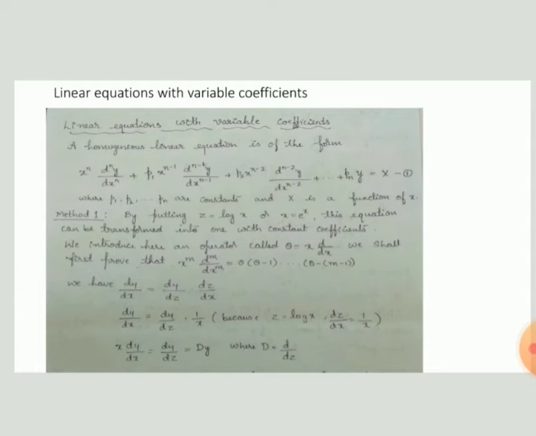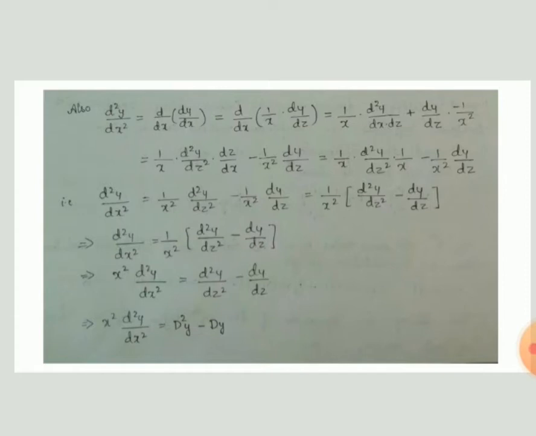Okay, here we have d²y/dx² as (1/x)·d²y/dz² · dz/dx − (1/x²)·dy/dz. Further simplifying: (1/x)·d²y/dz², and we know that dz/dx is 1/x, minus (1/x²)·dy/dz.